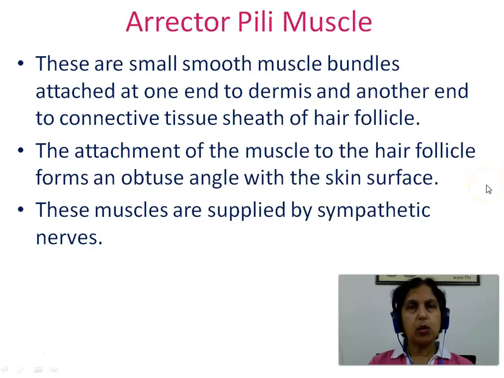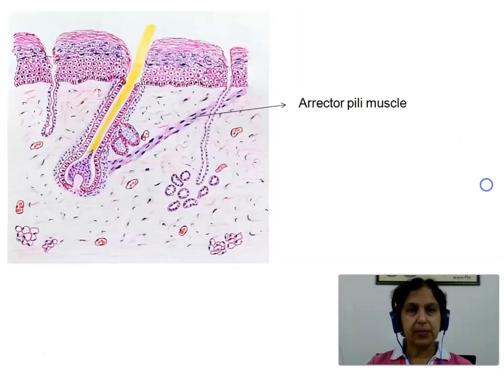We then go on to see the Arrector pili muscle. These are small, smooth muscle bundles attached at one end to dermis and at the other end to the connective tissue sheath of the hair follicle. The attachment of the muscle to the hair follicle forms an obtuse angle with the skin surface. These muscles are supplied by sympathetic nerves.